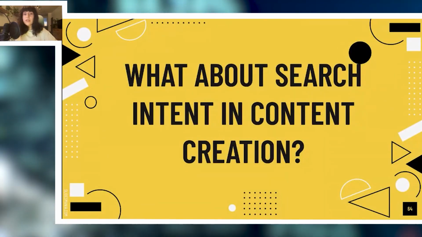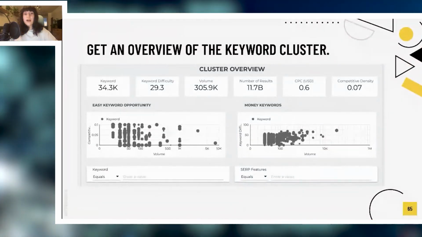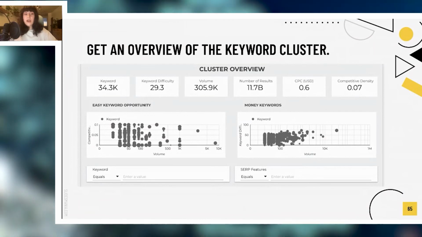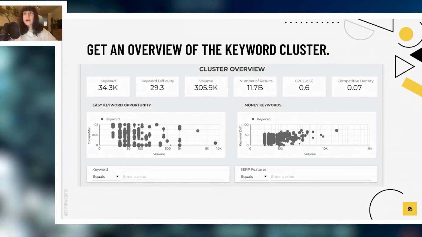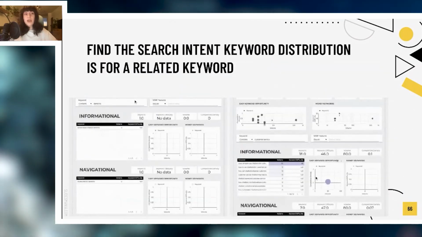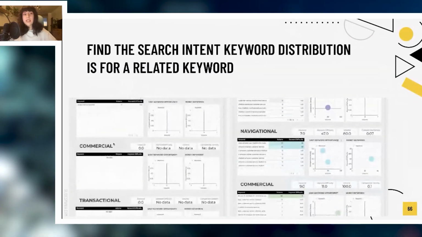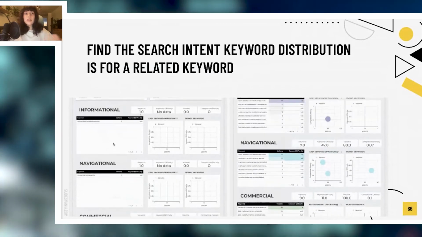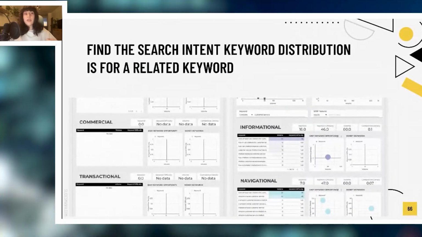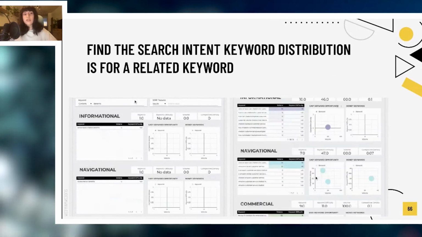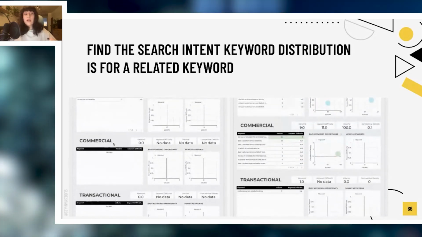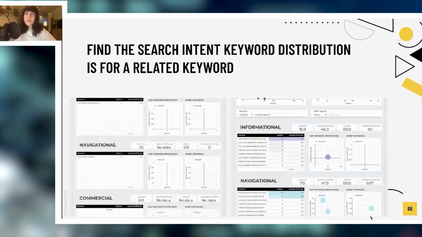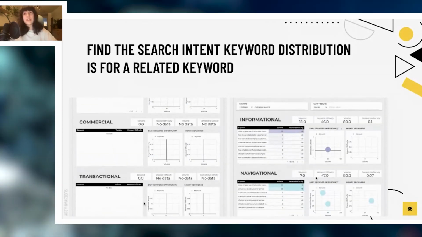And what about search intent and content creation? In the dashboard, you can get an overview of the keyword cluster, which can help you prioritize where to focus your efforts first. And you can find the search intent keyword distribution for related keywords. So if you know that you want to target a particular topic and you know the main keywords of this topic, you can search for them and find out whether the variation is mostly leaning towards informational intent or mostly leaning towards commercial intent.